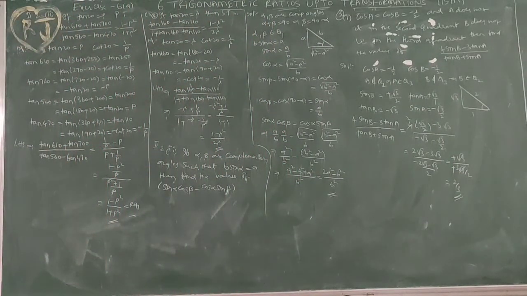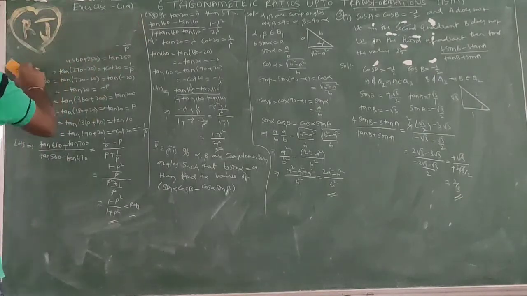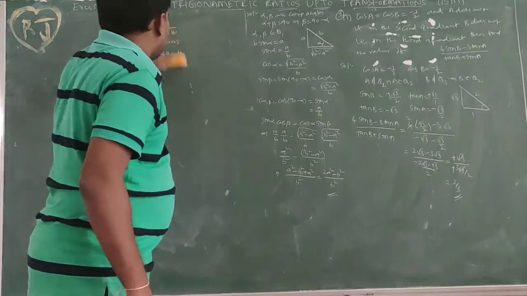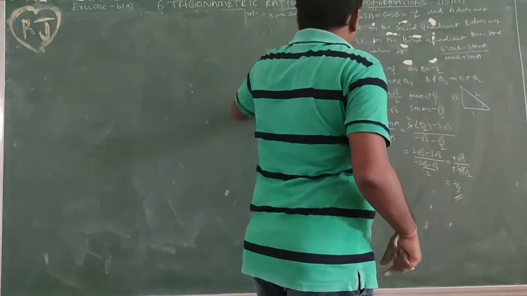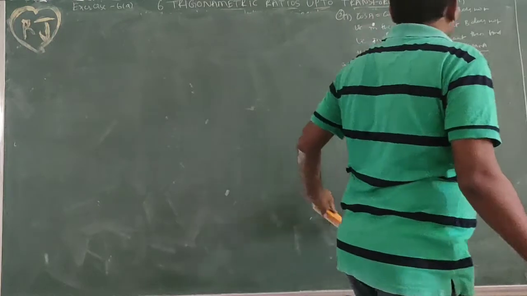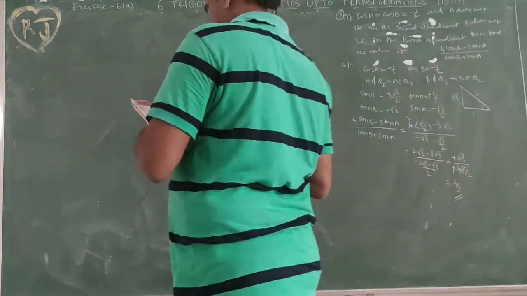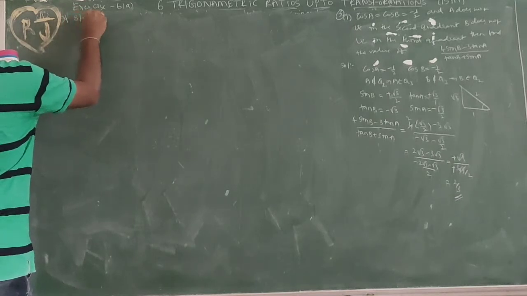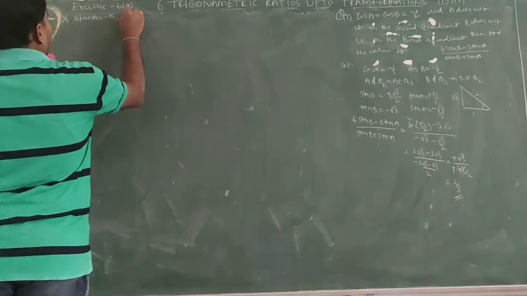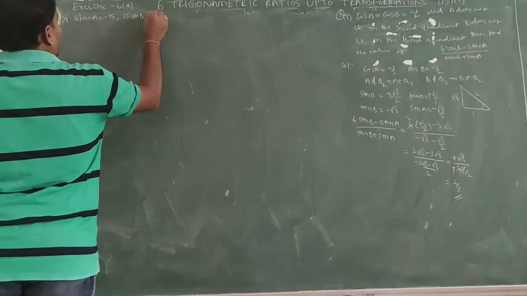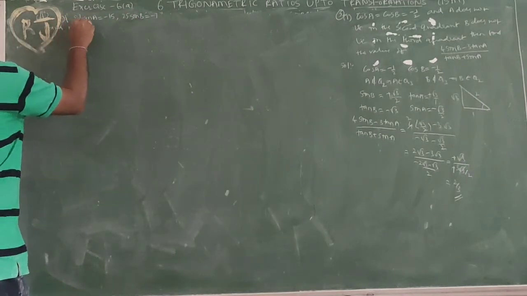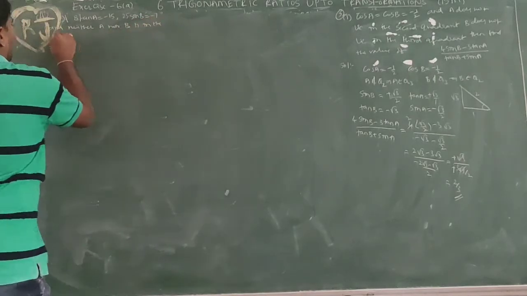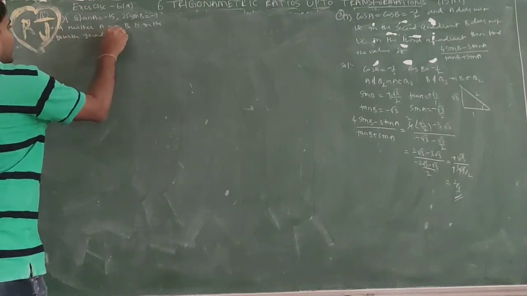Next question. The second question: if 8 tan A equals minus 15, 25 sin B equals minus 7, and neither A nor B is in the fourth quadrant.